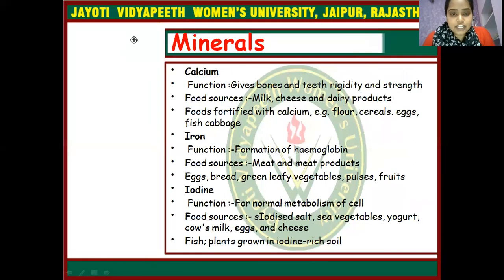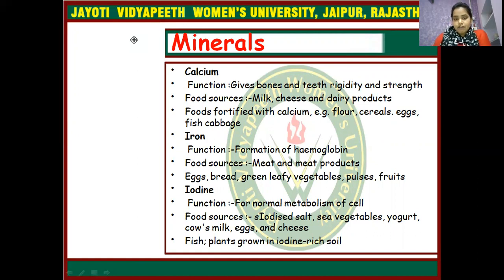So that is calcium. The function of calcium is giving bone and teeth rigidity and strength. Food sources are milk, cheese, and dairy products, and foods fortified with calcium, flour, cereal, eggs, fish, and cabbage. Iron is for the formation of hemoglobin. Food sources are meat and meat products, eggs, bread, green leafy vegetables, pulses, and fruits.